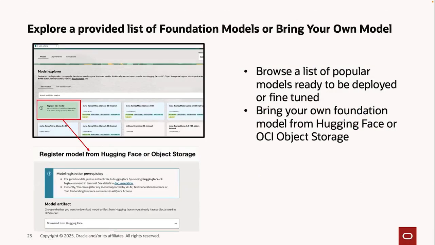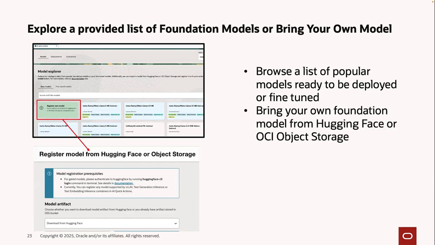When you first get to AI Quick Actions, what you see is a Model Explorer. Under Model Explorer, you will see a list of popular foundation models that you can use for deployment or fine tuning right away. Some of these models are Meta's Llama 3 models, Falcon, and Phi-3.